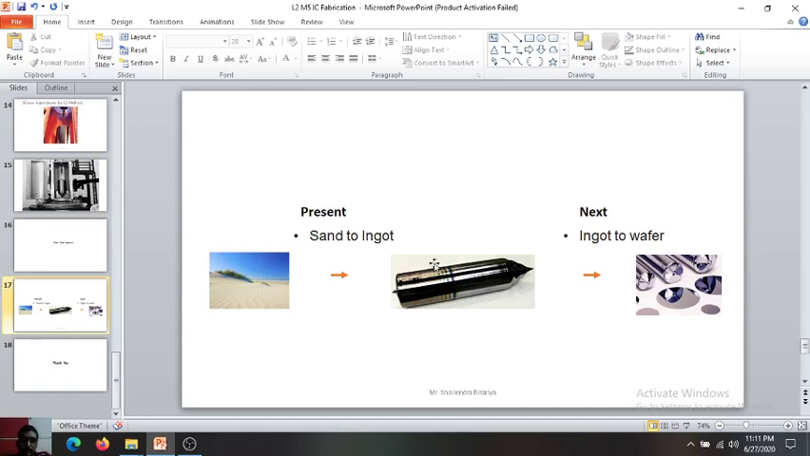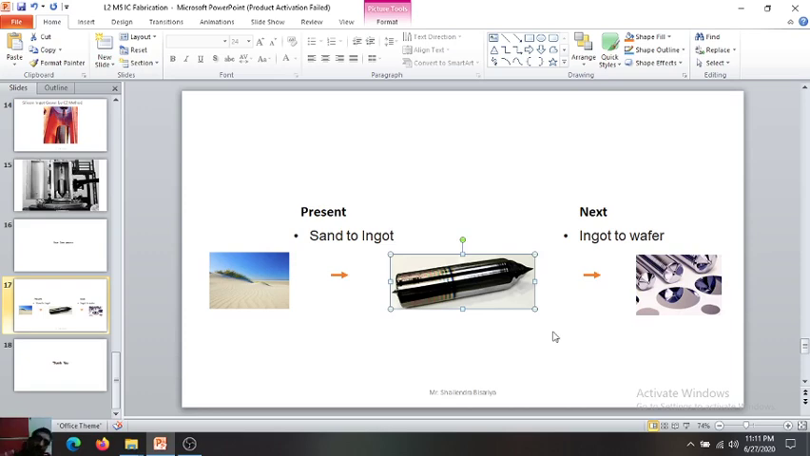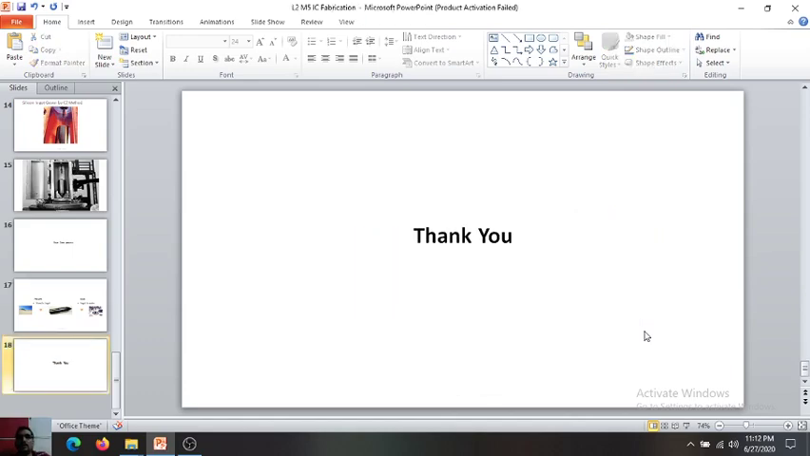So we have discussed how sand to ingot can be formed in this session. In the next session, I will talk about how wafers can be formed from the ingot. It seems like a very simple process: we cut it into different pieces, get circular discs like this, and say we have obtained wafers. But the process is a little bit lengthy and some more operations are required. We will discuss those operations in our next session. Till then, thank you.